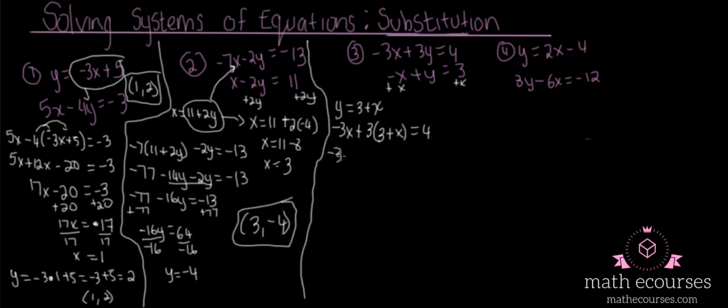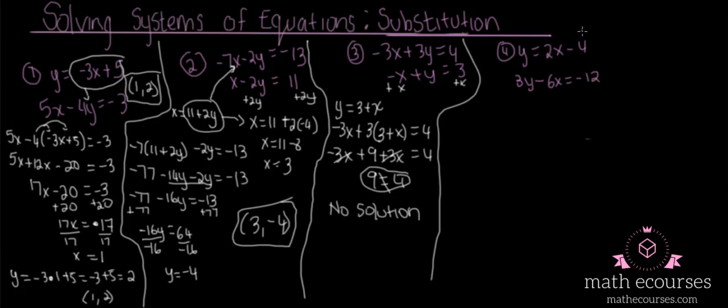So I have negative 3x plus 9 plus 3x equals 4. Negative 3x plus 3x will cancel, so I have 9 equals 4. 9 does not equal 4. So when this happens and your variable has canceled out, the answer is no solution because this statement here is false. So this tells me these are parallel lines. We went over it in the previous section. Parallel lines have no solution because they will never cross.